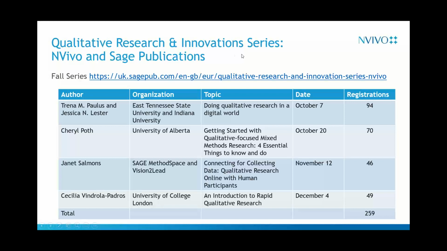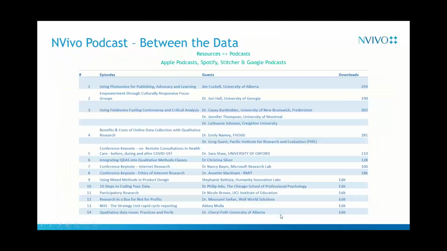So we're partnering with Sage Publications on a webinar series with their authors. So we're doing a fall series and then also a spring series. The fall series starts on October 7th. We already have a bunch of people registered. Sage is also going to be promoting it, so I expect to get a lot more people registered. They're complimentary. And these are the authors and the topics, so some exciting topics there and authors.